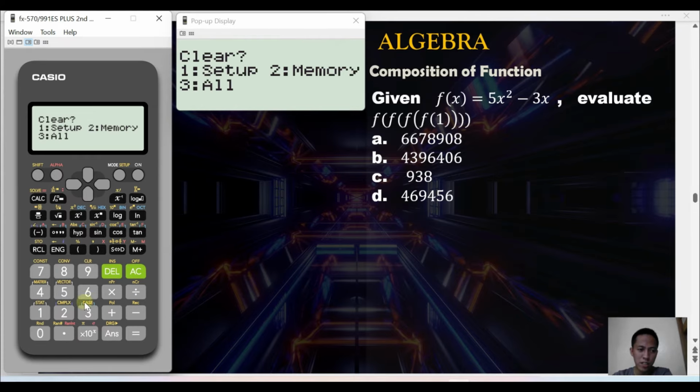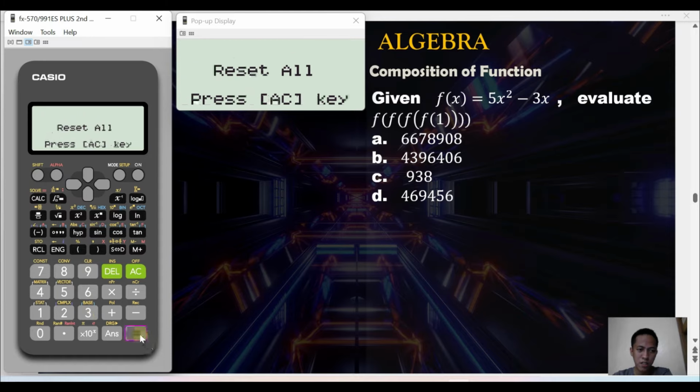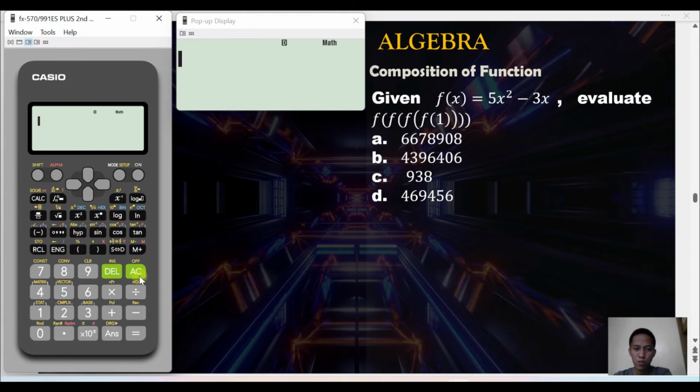Shift, clear lang, and 3. Bibilangin mo yung f, 1, 2, 3, 4. So, 4 times tayo mag-substitute. So, 5 alpha x squared minus 3x. Okay? So, if we calc, so that is function of 1. So, 1. So, that's the first time na nag-evaluate tayo.